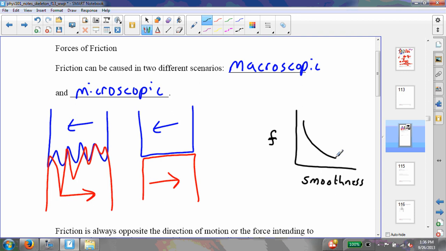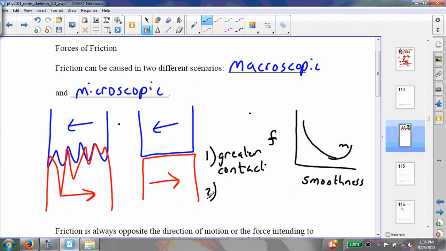Now, an interesting thing happens: as you make it more and more smooth, you begin to get a little increase here. You get a little increase where the frictional force at some point will begin to increase. Now, this is due to two causes. First of all, you have a greater contact area. As you smooth them, more of the surfaces come into contact with one another, and that causes more surfaces to actually interact with one another.